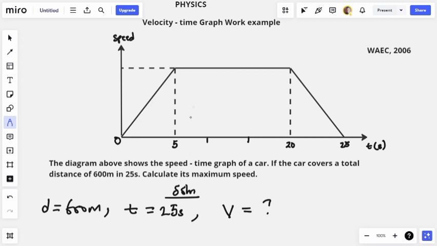And on the graph, the maximum velocity has not been indicated. You can see the maximum velocity represented by this line here, and you see they didn't indicate it there. What should have been here should have represented our maximum speed. So we have to find v, the value that should be here. So let's quickly do that.